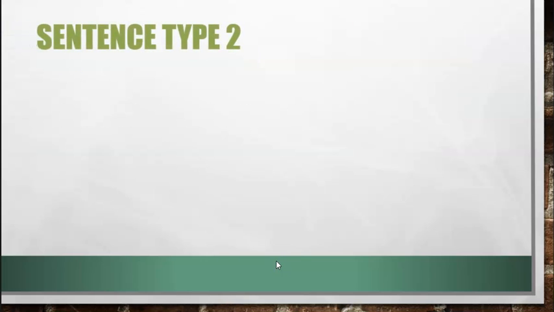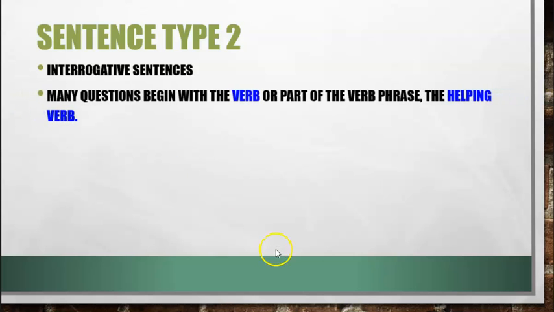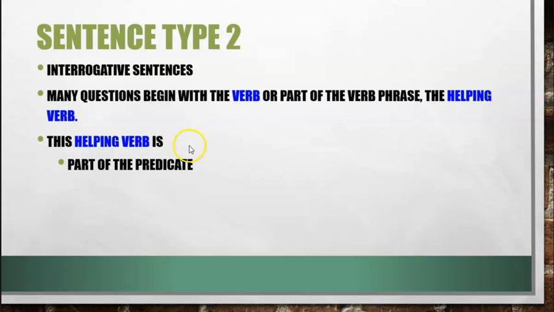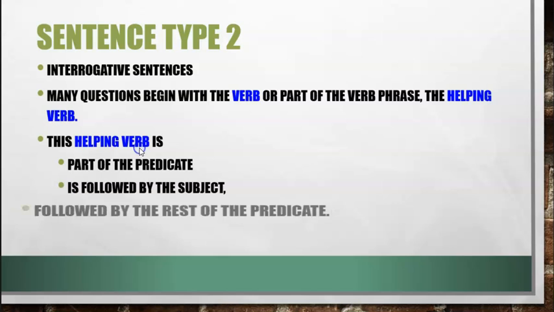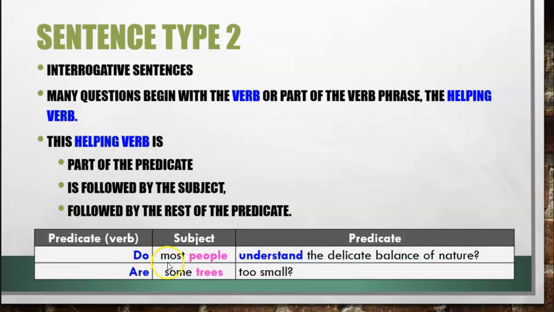The second type of sentence that we're going to look at is a little more complicated. Those are your interrogative sentences, your questions. Many questions, I'm going to say greater than 90%, are going to begin with the verb or part of the verb phrase, such as the helping verb. The helping verb is always considered part of the predicate. So when the verb starts the sentence, that is considered part of the predicate. It's going to be followed by the subject and then the rest of the predicate. So if you were drawing your line separating your subject from your predicate, you're going to have 2 lines. This is how it would look.